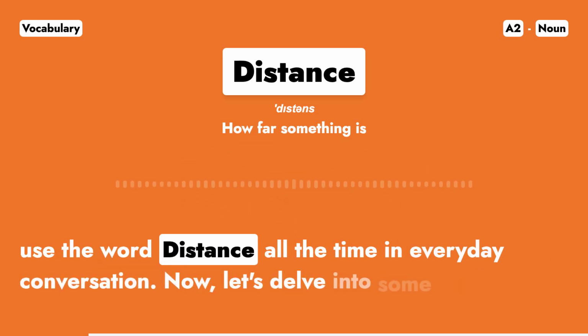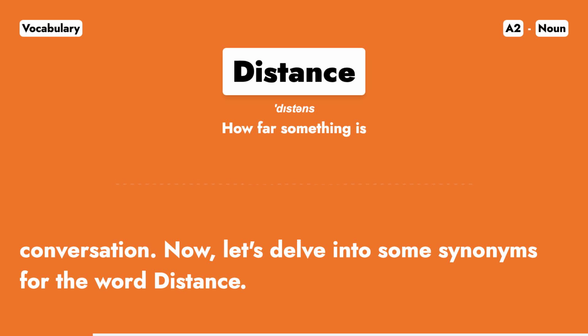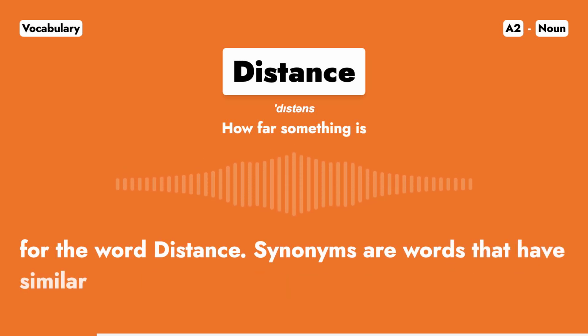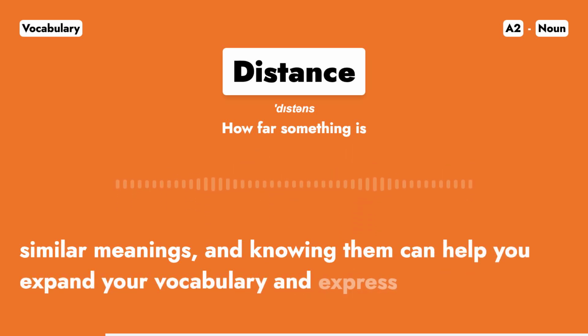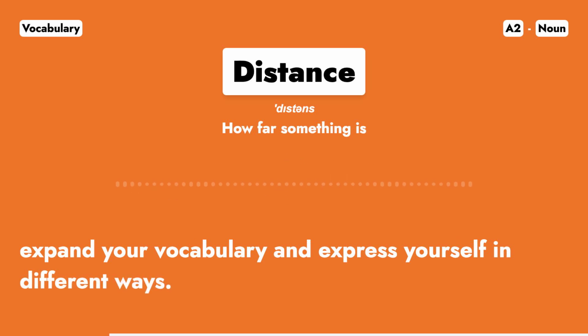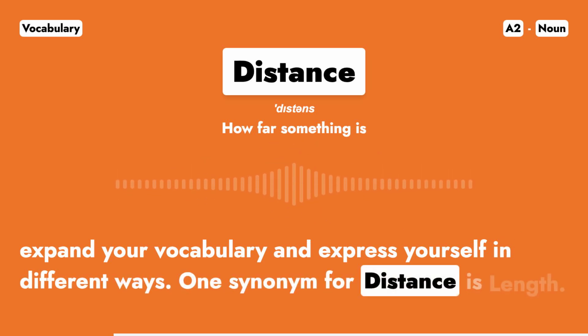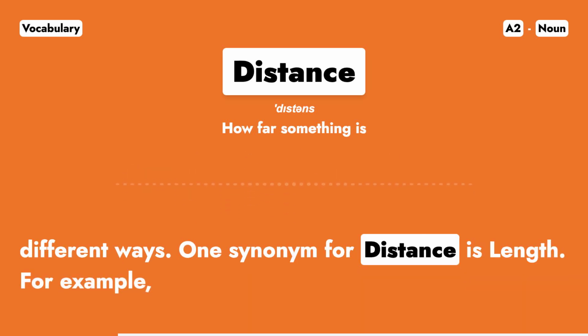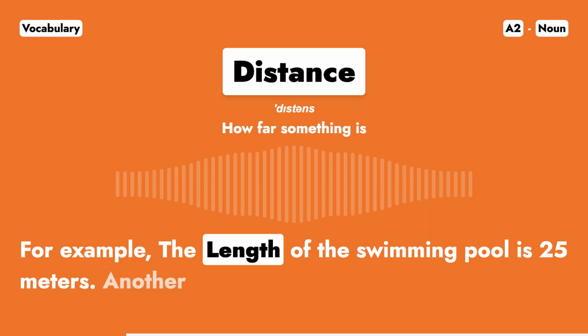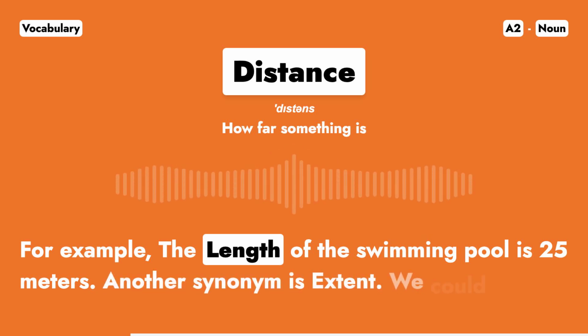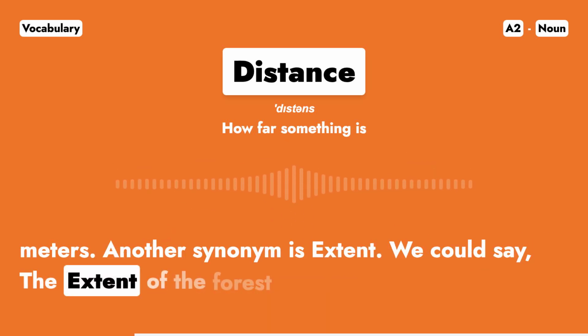Now, let's delve into some synonyms for the word distance. Synonyms are words that have similar meanings, and knowing them can help you expand your vocabulary and express yourself in different ways. One synonym for distance is length. For example, the length of the swimming pool is 25 meters. Another synonym is extent. We could say, the extent of the forest is vast and unexplored.